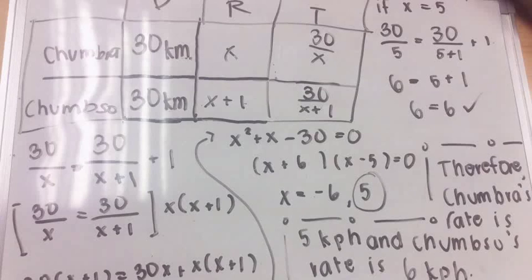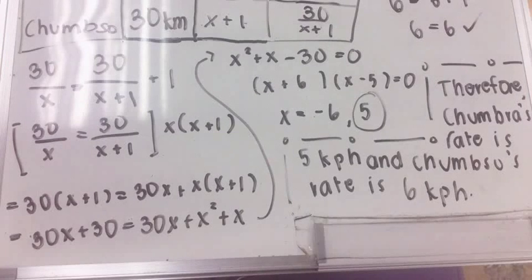Now we have to equate this with the equation. 30 over x equals 30 over x plus 1, plus 1. Now, we added the 1 because the time of Chumzo, as we know, is less than Chumbra's. We use the 1 to equate it so that we have an equal value.